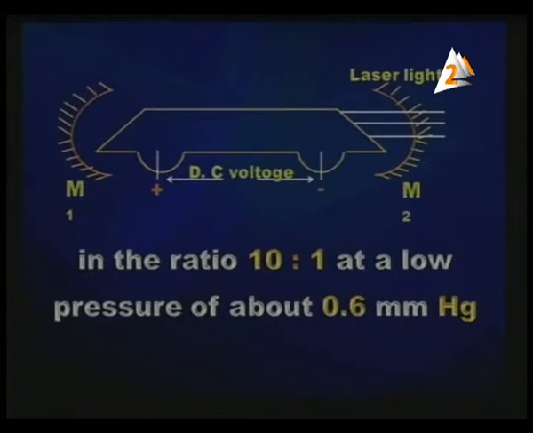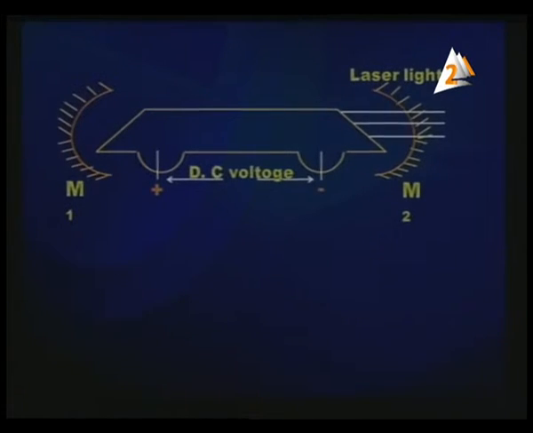They are in the ratio of 10 to 1, 10 for helium and 1 for neon, and they are found at a low pressure. So the pressure of the gases inside the tube is 0.6 torr, or 0.6 millimeter Hg, millimeter mercury.